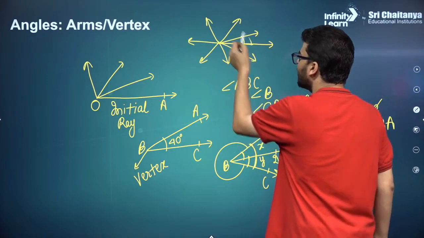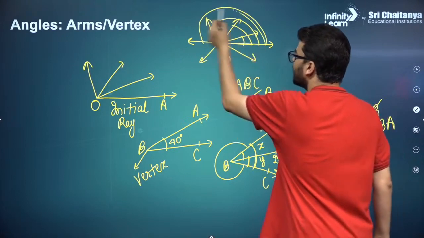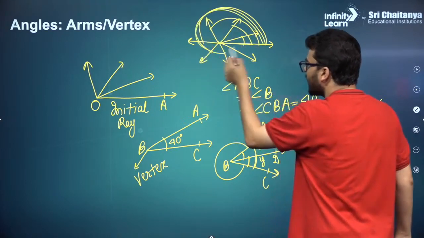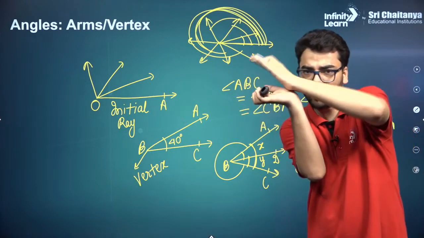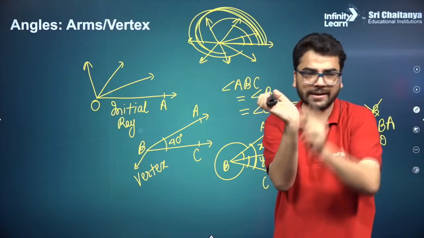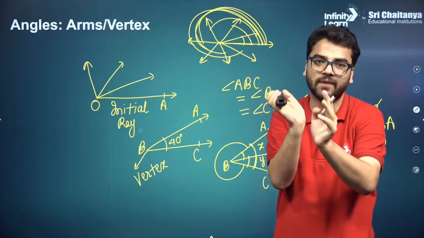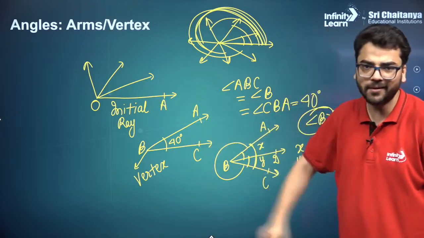So you see, this is an angle, this is another angle, and this is another angle. What you are doing is, you have got a ray and then you are rotating it like this. So it can become one complete revolution. It can take one complete revolution as well. You understand that thing?